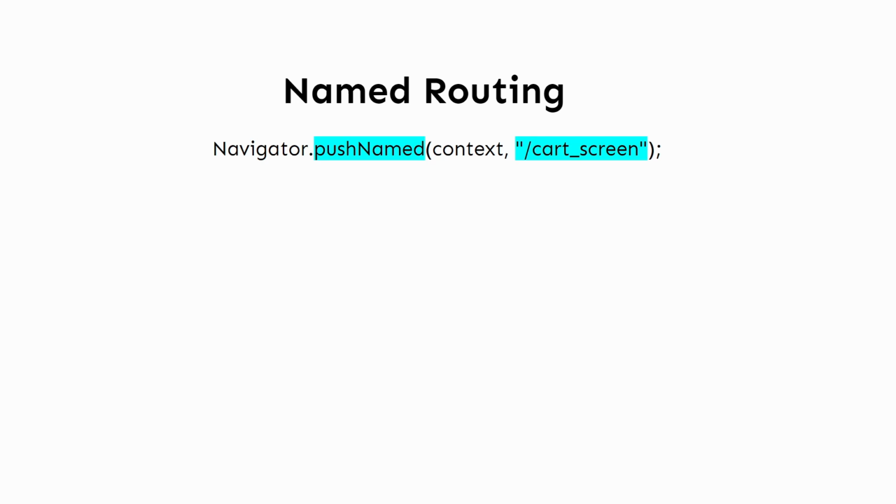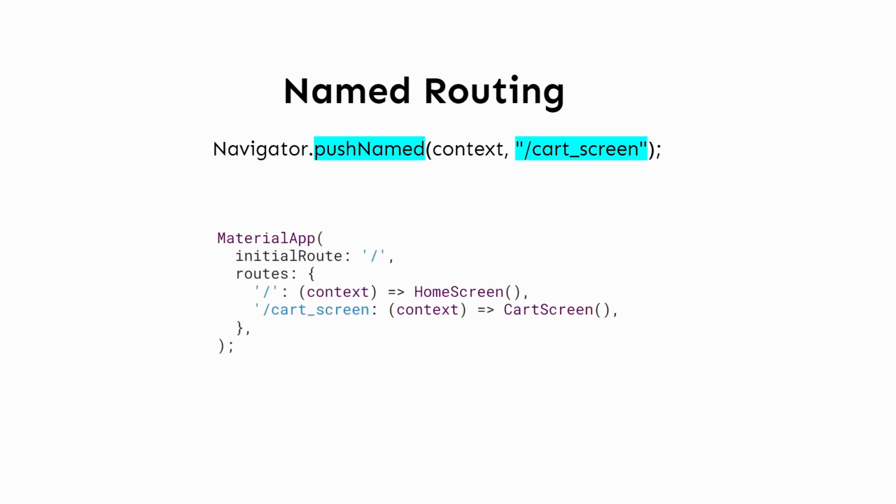Now, how do we specify which name will be connected with which widget? To do that, we have a routes parameter available in the MaterialApp widget, and this routes parameter accepts a map, and the key of the map is going to be the name that we are going to tell Flutter to push. And the value is going to be a function which will return a widget. In this case, you can see for the CardScreen name, we have returned a CardScreen widget.